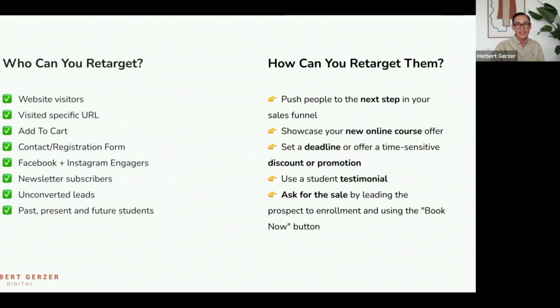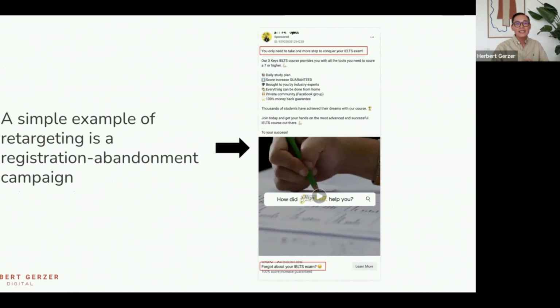So this is a simple example of a retargeting ad for one of our clients. This is a registration abandonment campaign, specifically for their IELTS exam preparation program. So someone who has clicked on the IELTS course, they've gone to the checkout page, but they did not purchase. And this is the ad that we show them.